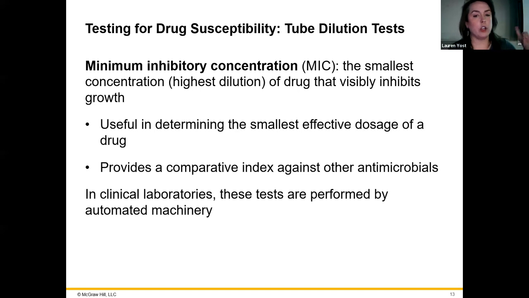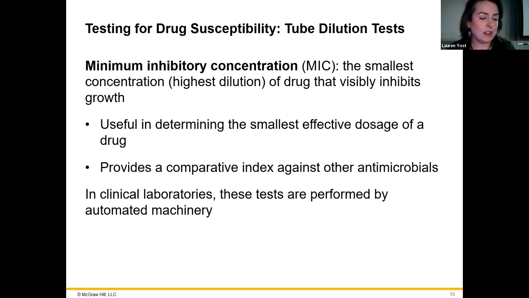So this will tell you the smallest effective dosage of the drug. You can use that information to calculate that for your patient themselves. Sometimes it depends on the weight of the patient as well, so you might have to factor that in. But either way, it gives you a place to start figuring out how much of whatever drug you need to give your patient in order to effectively treat their disease.